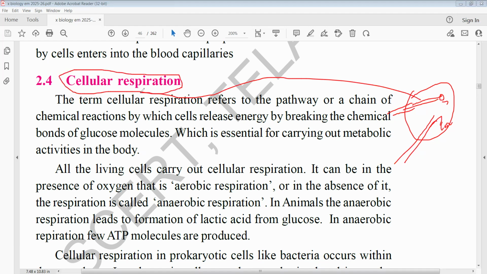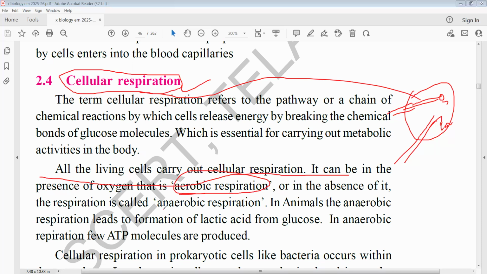As gas exchange takes place in the cell, it is called cellular respiration. Oxygen finally reaches the cell, and there the oxygen is utilized for the breakdown of food material to produce energy. As this process takes place entirely inside the cell, this respiration is called cellular respiration. All living cells carry out cellular respiration. It can be in the presence of oxygen, which is called aerobic. Some of these cells do not need oxygen.